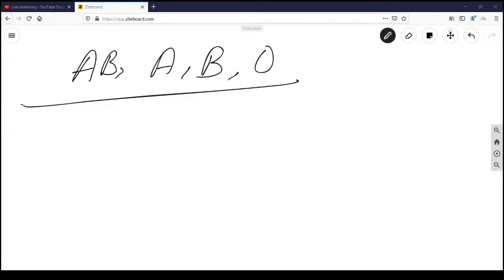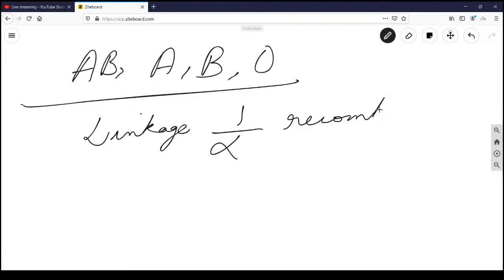Then tightly linked genes on the same chromosome, so very few recombinations. So if you are linked highly, I have told you a very easy thing. Linkage is inversely proportional to recombination. This was the general law that I had given to you.